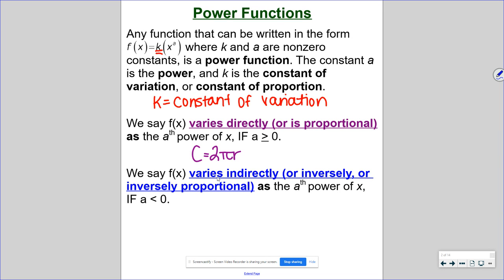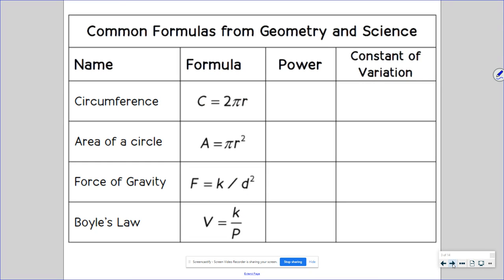So inverse variation is when you have a power function whose constant of variation and variable are divided. So let's say something like, I don't know, the base of a rectangle is equal to the area divided by the height. So height would be like your variable, area would be a constant value, and they're divided, which makes it inversely proportional. Here's a couple examples of formulas that you know from geometry and science.